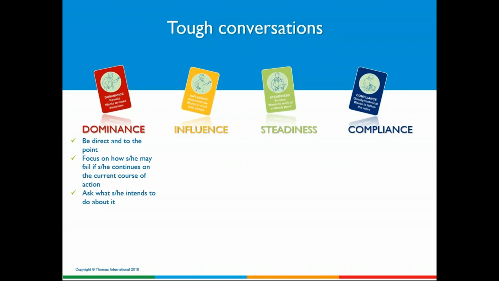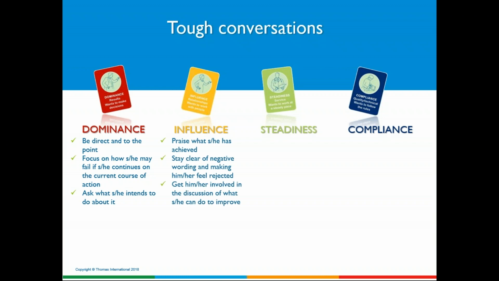Focus on how he or she may fail if he or she continues on the current course of action. You can hit these guys straight between the eyes with their basic fear just by being direct and saying you'll fail if you continue on this route. Especially dominants as part of a team, they need to understand what everybody else is doing and what they can bring, and that dominance needs to work with them. And ask what he or she intends to do about it. So that's overall guideline for how to have a tough conversation with dominance. With influence, influence always praise what he or she has achieved because they do like that recognition.